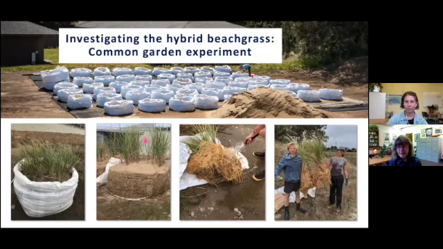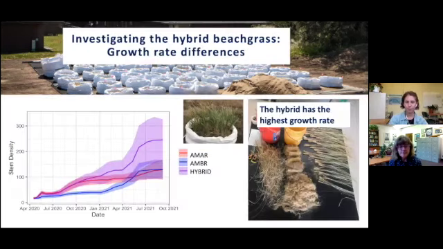Next slide. And this is just a graph of what happened in terms of the growth rate differences between the three species. And you can see that Ammophila arenaria is in red, Ammophila breviligulata is in blue, and then the hybrid is the purple graph. And right away, you can see that over a 15-month period, when these three species were grown on their own, the hybrid doubled the growth rate of the two parent species.